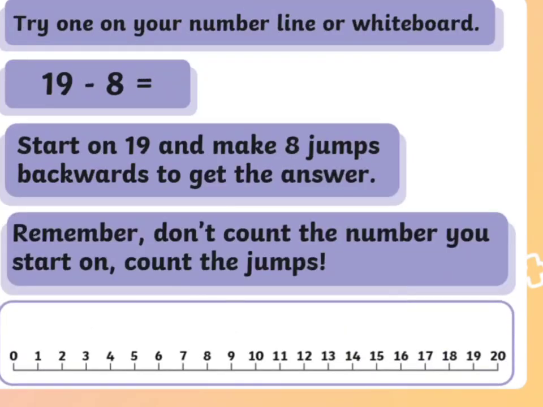Now try one on your number line or whiteboard. 19 minus 8. Start on 19 and make 8 jumps backwards to get the answer. So let's start from number 19 and jump backwards 8 numbers. So 19 minus 8 equals 11.